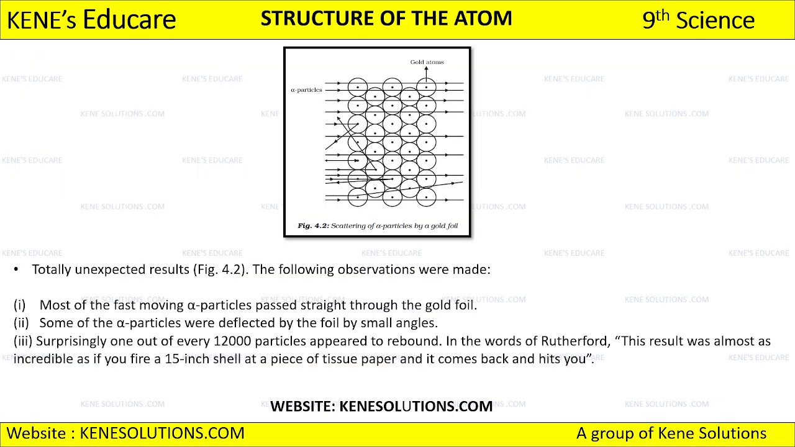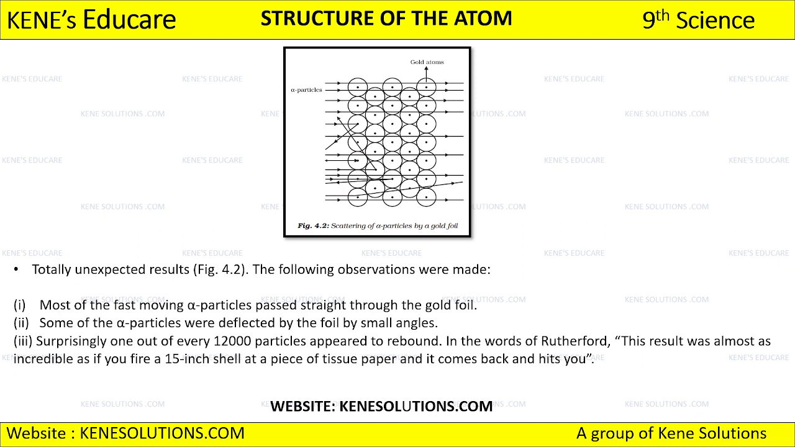After this, we discussed what result Rutherford came up with. The results he got were totally unexpected, because the observations were that most of the fast moving alpha particles passed straight through the gold foil. Only a few alpha particles got deflected by the foil by small angles. Surprisingly, one out of every 12,000 particles rebounded.